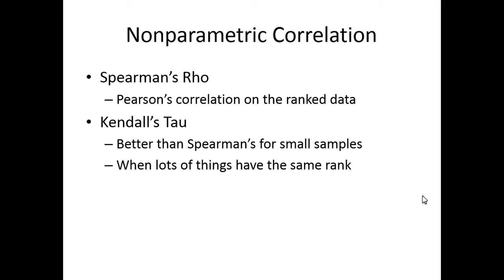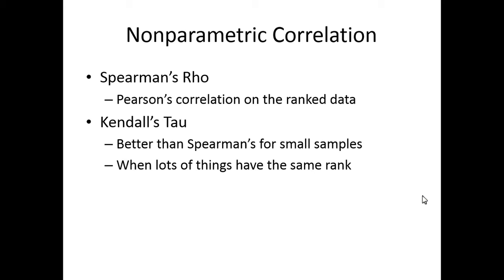So Spearman's rho is better for data with lots of different numbers. So lots of different scores without a lot of ties, so not a lot of the same score. Tau is better for data with lots of the same scores. So it's better for small samples and with lots of things have the same rank. And by rank, I mean that I take the scores, sort them numerically, and just give it 1, 2, 3, 4, 5. And then the correlation is on the ranks, not on the original data.